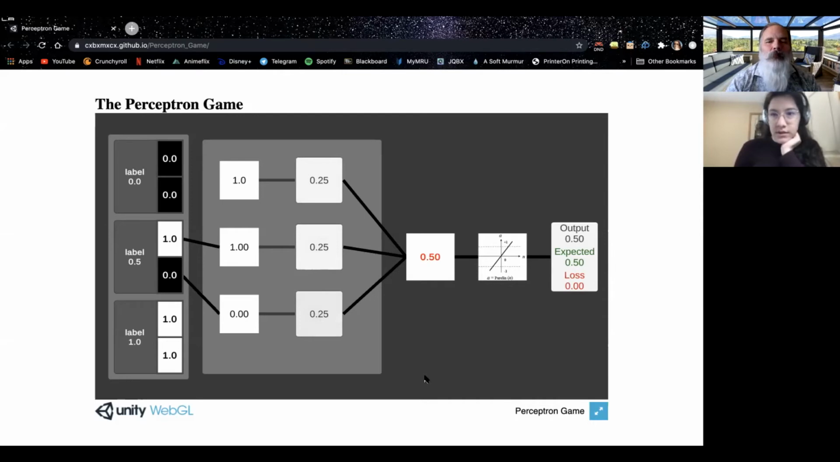Is that right? 0.25, 0.25, 0.25. So what happens if you change the image now? So if you click on the top image, the label for the top one. Okay, so what's your output? What's your loss? 0.5, 0.25. And click on the bottom image. What's your loss? 0.25. Yeah, same. An expected 1.